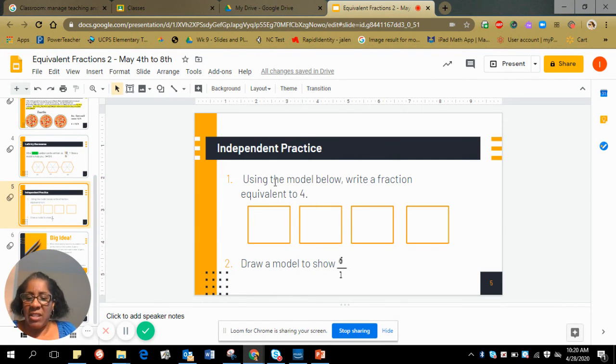So the 2 questions I added was using the model below, write a fraction equivalent to 4. And in this case, 4 is a whole number. So you're to use the model and you're going to write a fraction that is equivalent to 4 wholes, okay? Then the second thing you're going to do is you're going to draw a model to show 6 ones, okay? 6 ones or 6 wholes, okay?